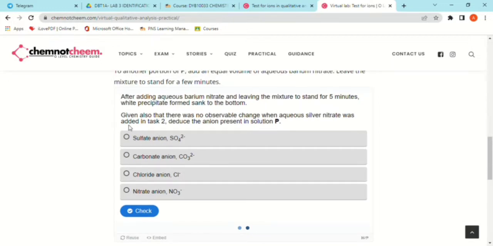Given that after adding aqueous barium nitrate and leaving the mixture to stand for 5 minutes, a green precipitate was formed and sank to the bottom, and given also that there was no observable change when aqueous silver nitrate was added in task 2, deduce the anion present in solution P. The ion present in solution P was sulfate anion. Sulfate. Check. Correct. Finish.